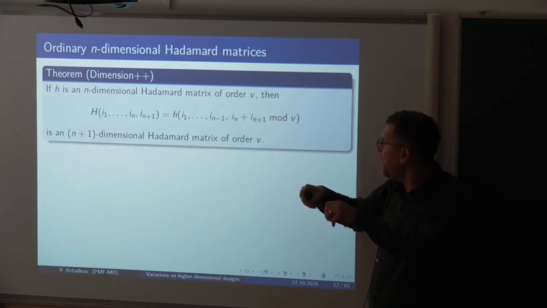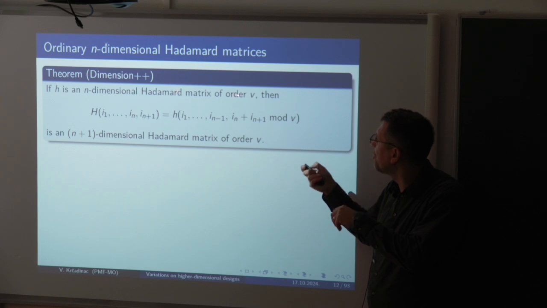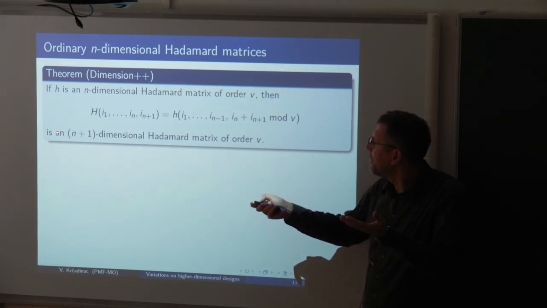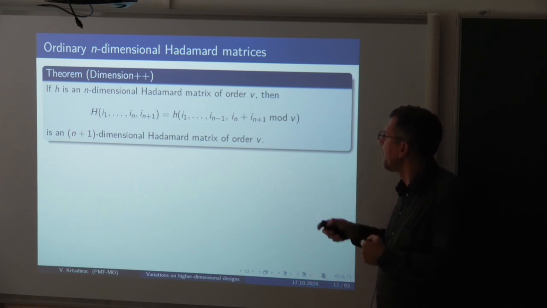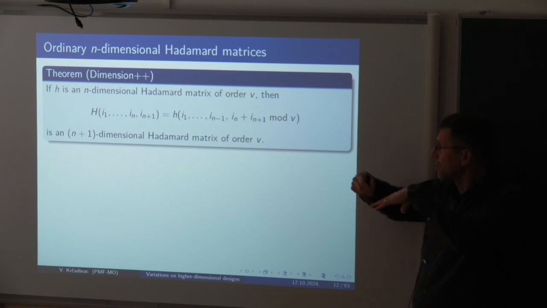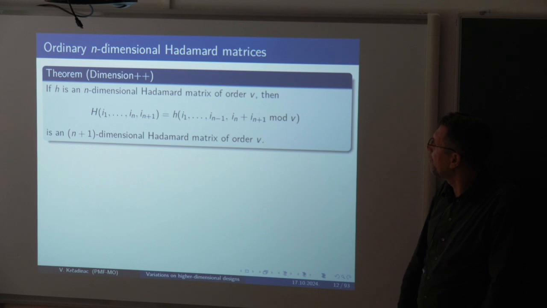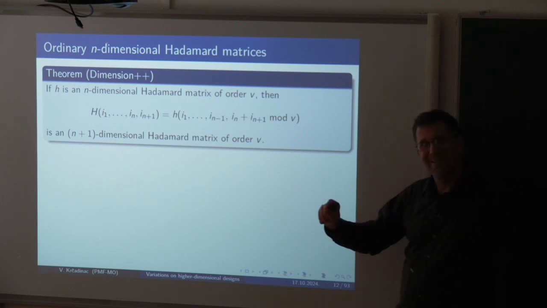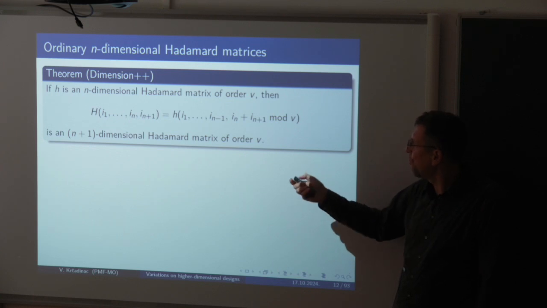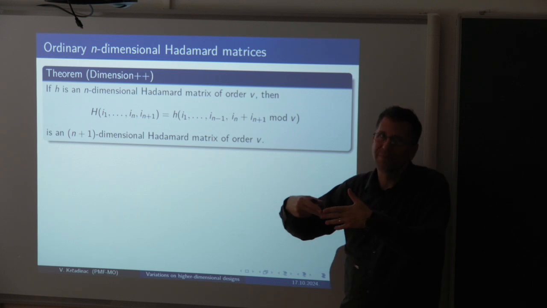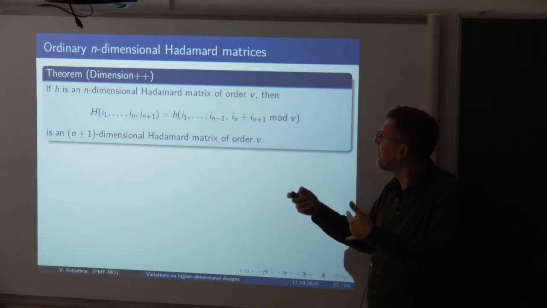So whenever you have an n-dimensional Hadamard matrix of order v, then by adding a coordinate, very simply, you can build an n+1 dimensional one. So again, if you have a two-dimensional matrix, you can build up the dimension as much as you like. But the problem is you're not going to be able to construct the ones whose order is 2 mod 4, because of course there are no examples for n=2.